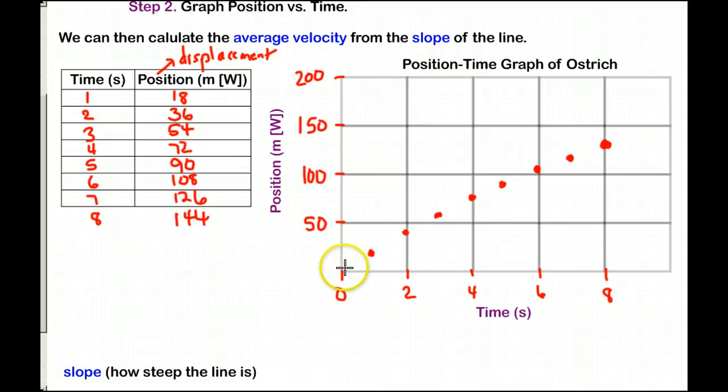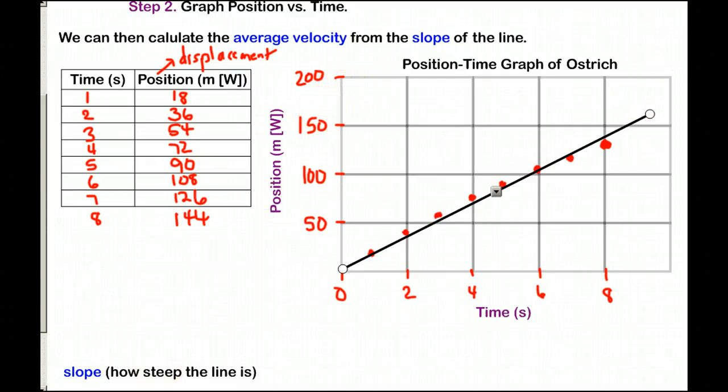Once you've plotted your values, you're going to use a ruler, and you're going to draw a straight line through each of the points. It might not be perfect, but what we call this is a line of best fit. So you want a line of best fit to go through as many points as you can, having an equal distribution on either side of your line. So this line is going to represent the motion of this ostrich now.